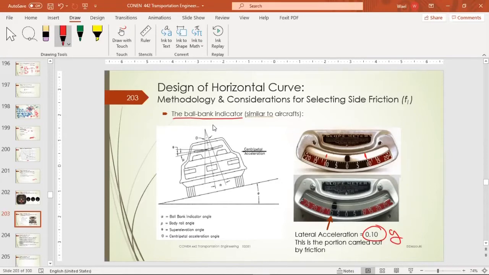So what we are saying is that we should not expose passengers to more than 0.1 G. Otherwise, they start feeling uncomfortable in the turn. And also, we might expose the vehicle to overturn, especially if it's an SUV, a sports utility vehicle.